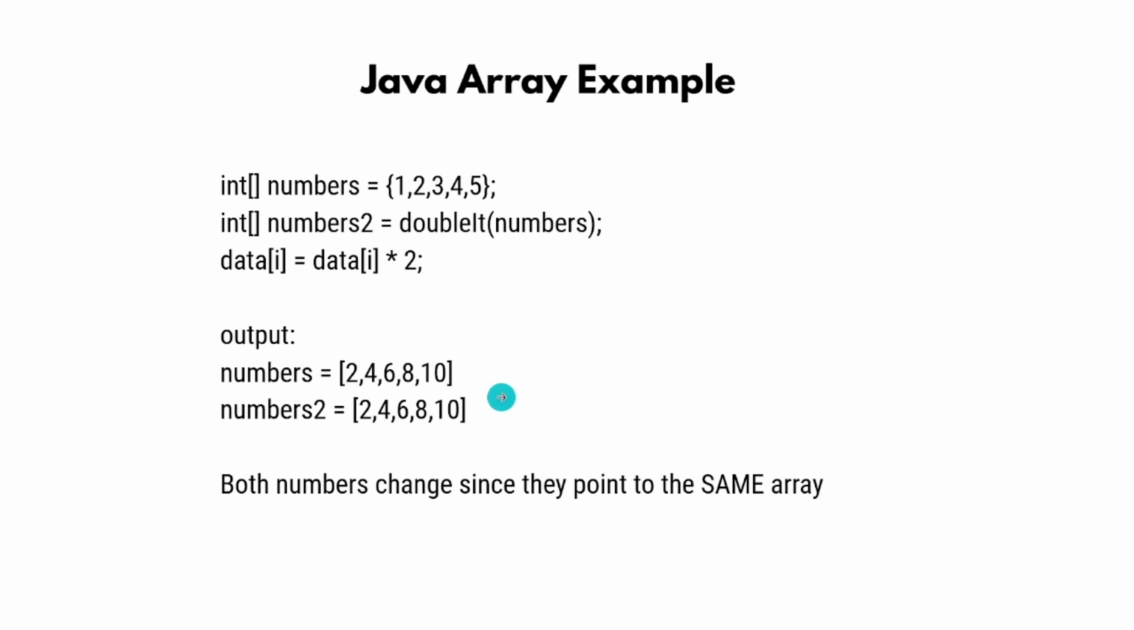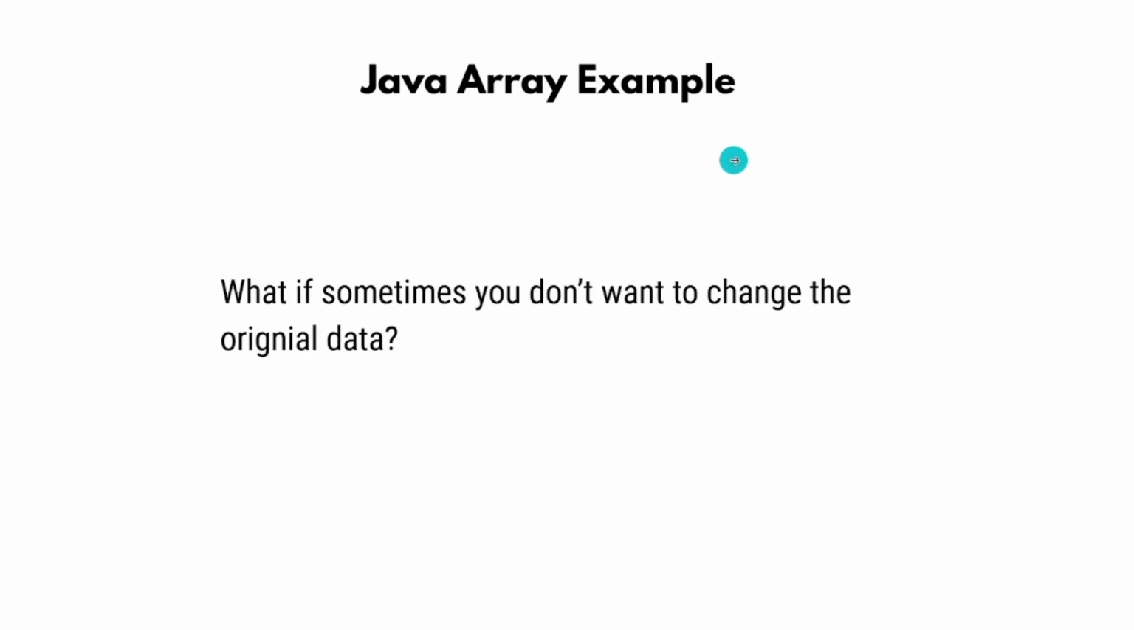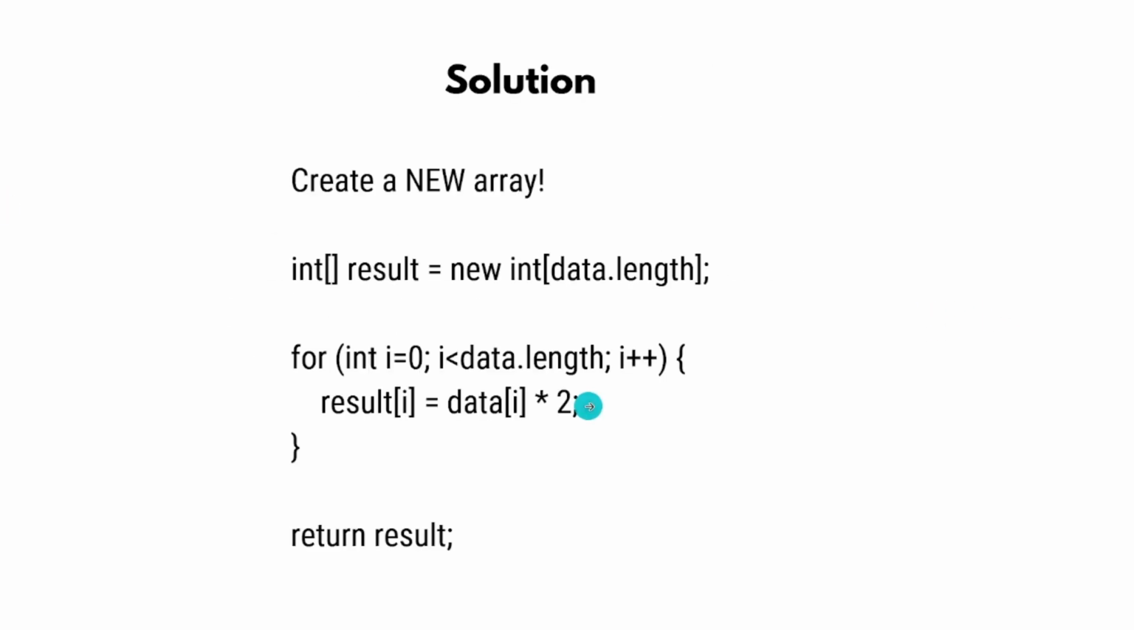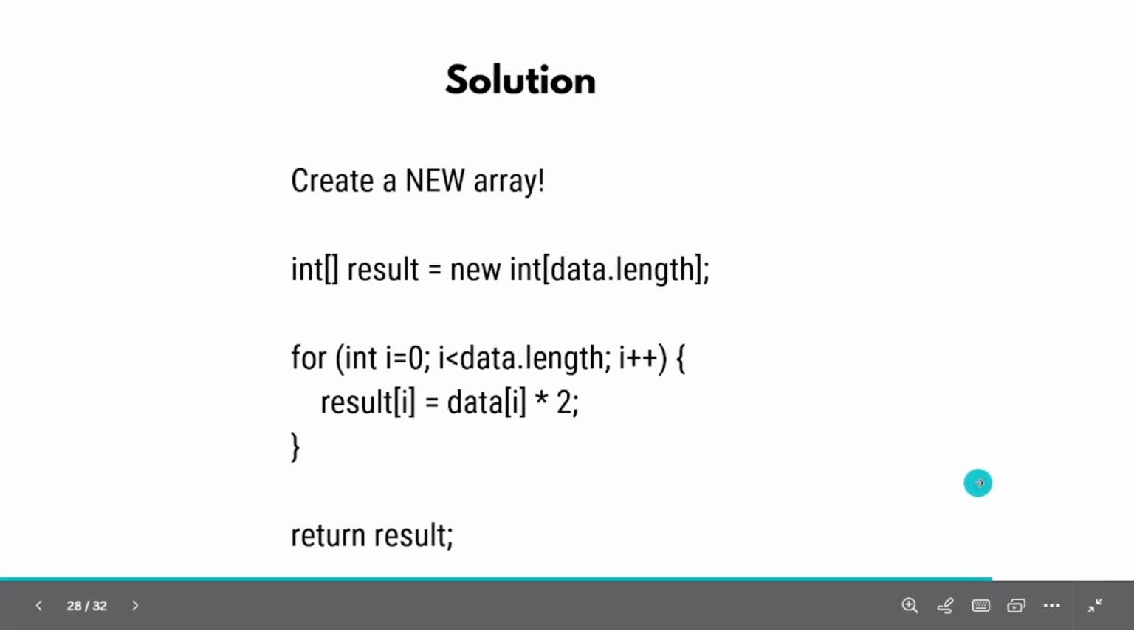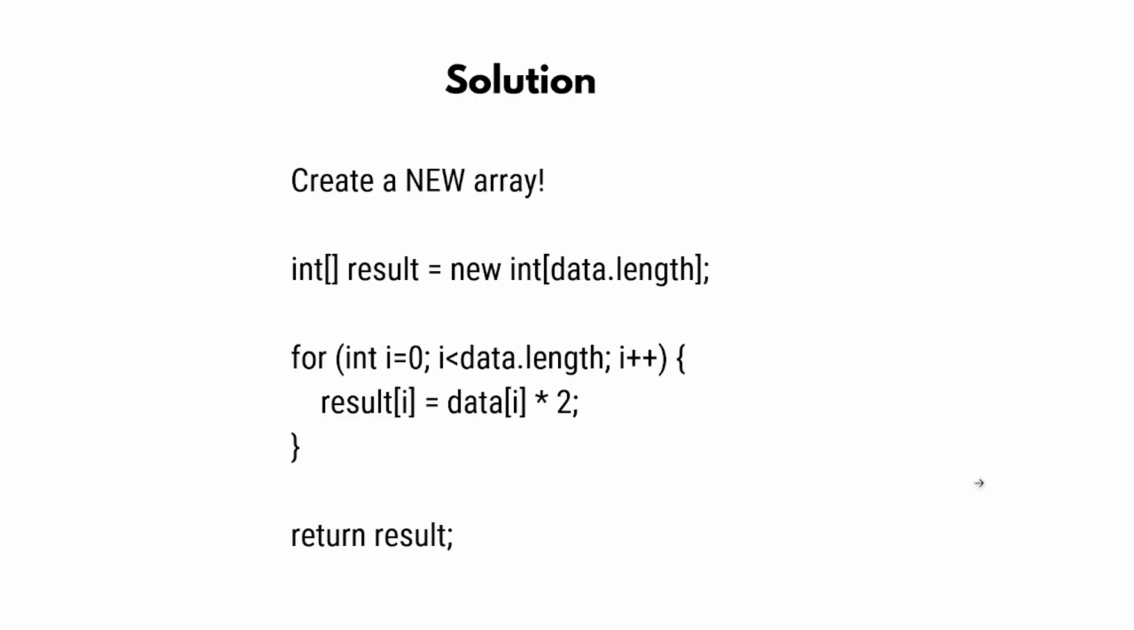The key reason here is that Java passes a copy of the reference, not the actual array. You don't copy the array, you copy the pointer to the array. So what if sometimes you don't want to change the original data? Because you'll have certain programs like that. The solution, if you don't always want pass by reference for arrays, is to create a new array.